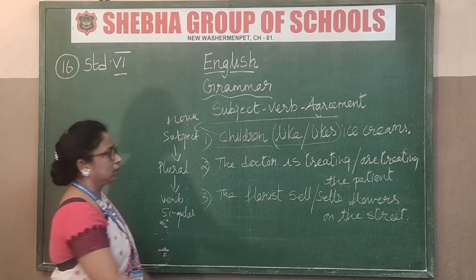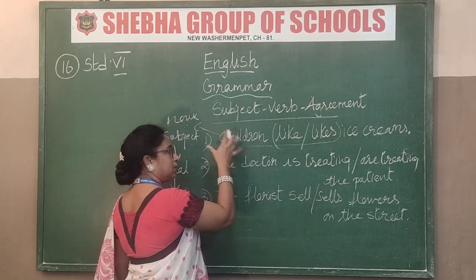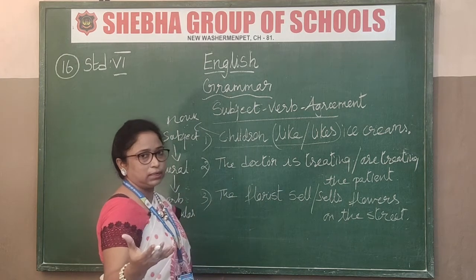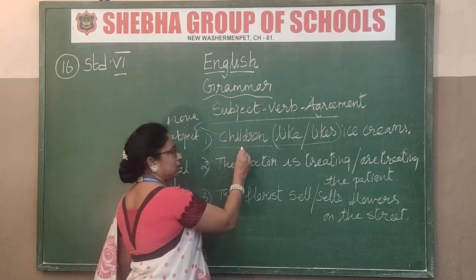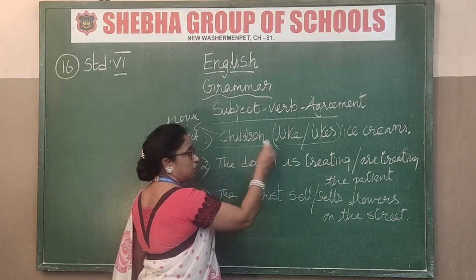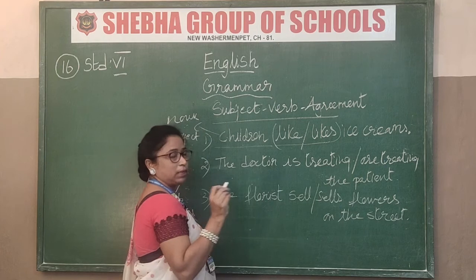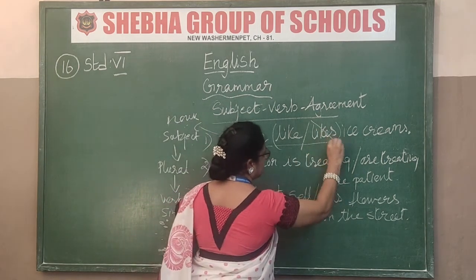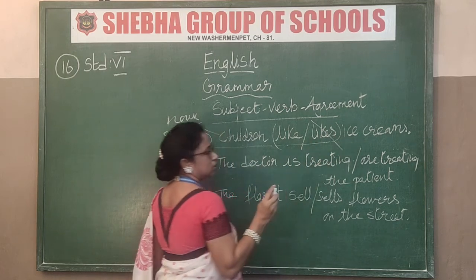That means what? Which one will you choose from here? This itself is a plural. Children is a lot of children. Okay? Child means one child. Children means many. So the subject is children. What is the verb? The verb should be like; likes means it is for singular. Okay, that is wrong. So you should not write this. You must write only like. Children like ice creams. Got that now?